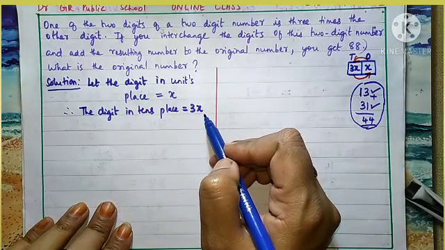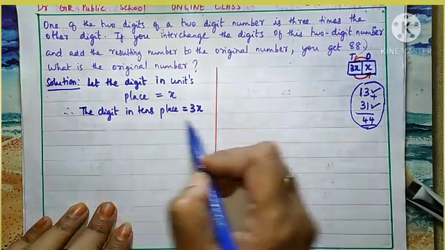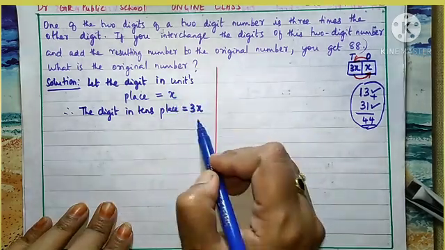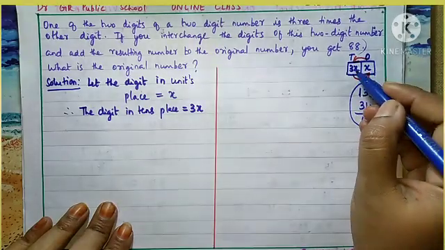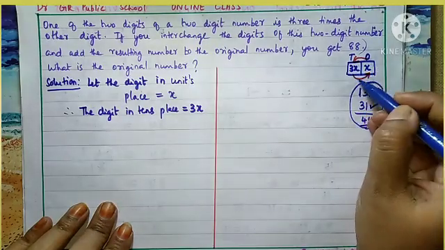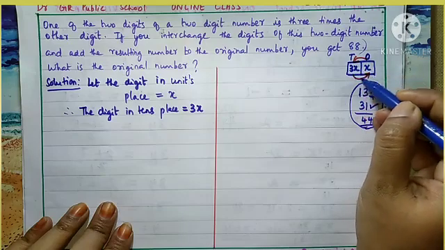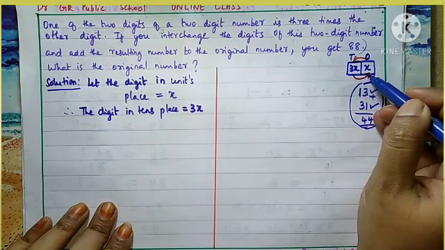Understand? Now what is next? If x and 3x are the digits given, how can we tell what is the value of the number?